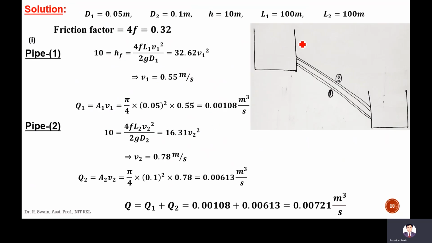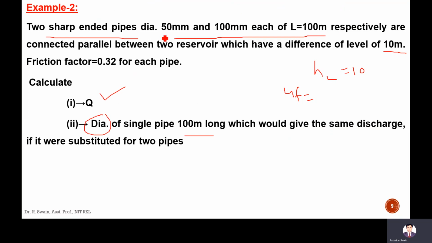Let's see, there are two reservoirs connected with these two pipes which are parallel, pipe 1 and pipe 2. So for pipe 1, diameter D1 is given, L1 is given. For pipe 2, D2 is given, L2 is given, and the head loss between these two is 0.1 meter. Sorry, the head loss is 10 meter. It is given 10 meter.